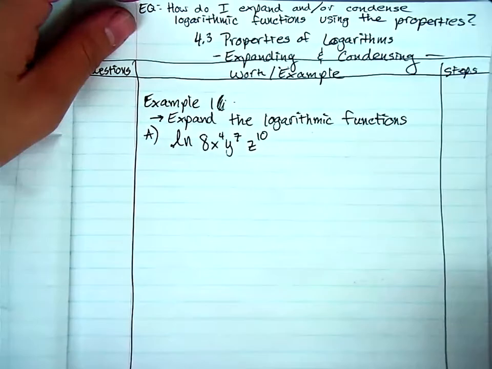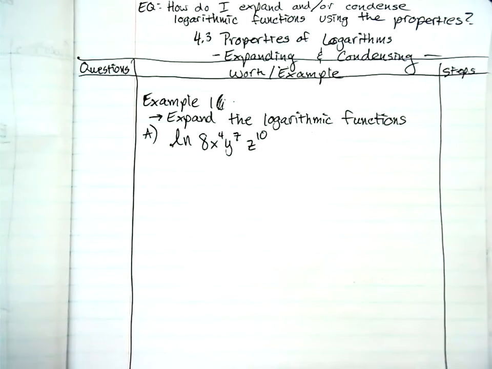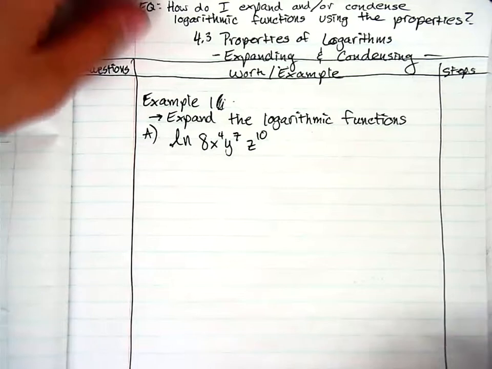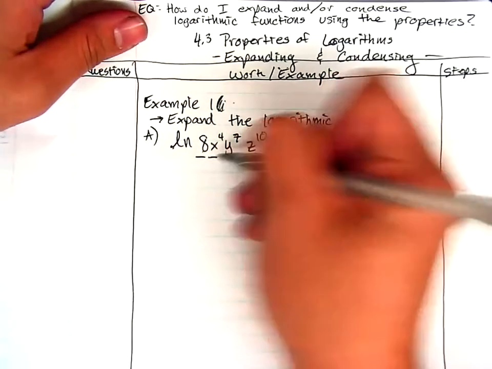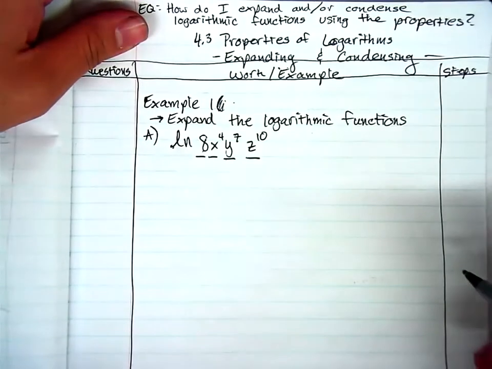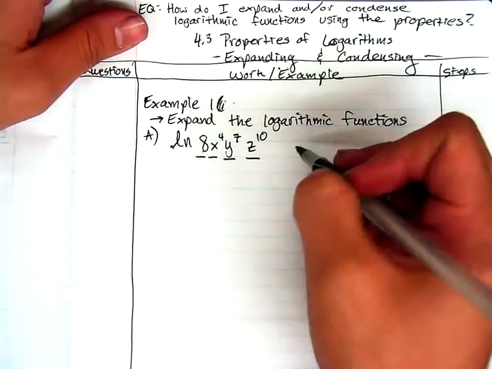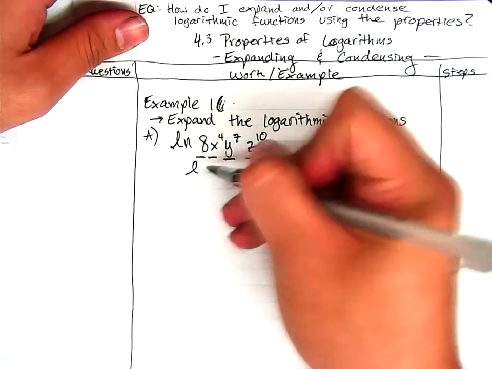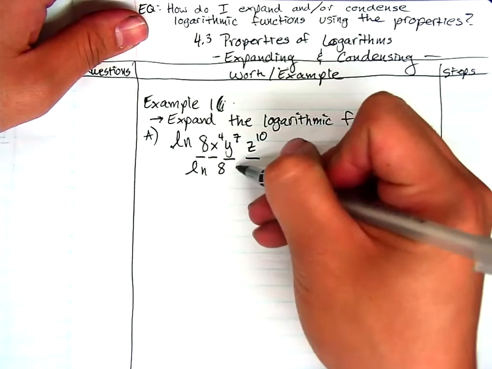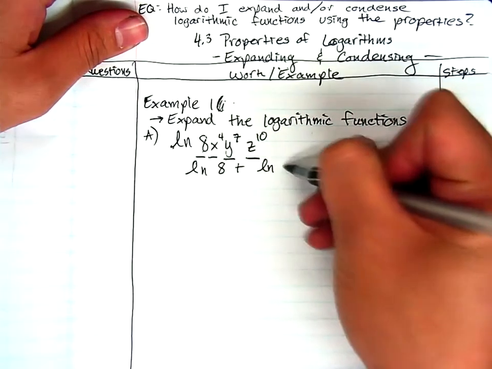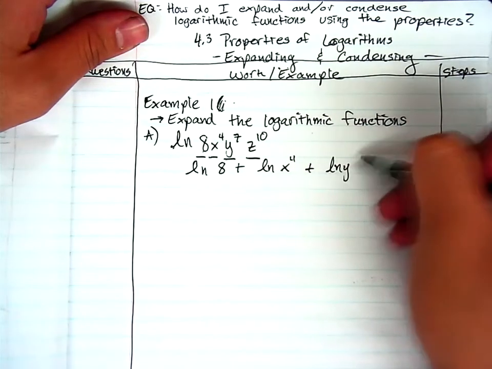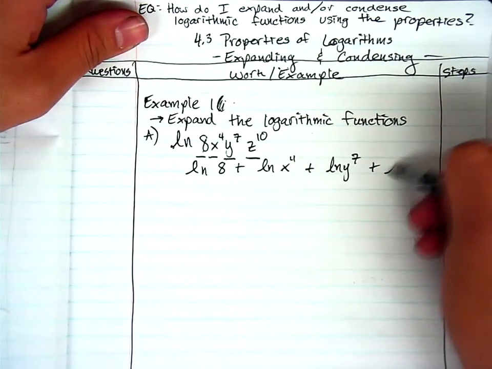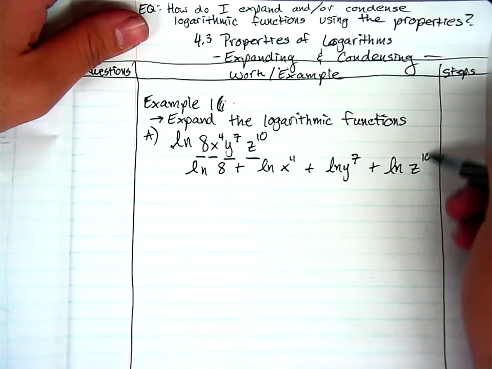Okay, so again, with natural log, it follows the same exact rules as your regular log functions. And what I notice here is that I have 4 different things being multiplied together. So the way I can split this up would be ln of 8 plus ln x to the 4th plus ln y to the 7th and plus ln z to the 10th.